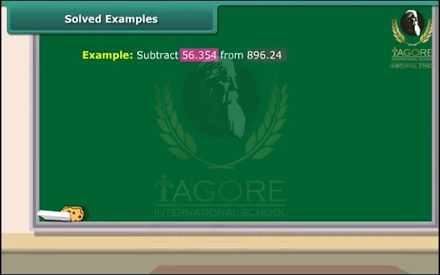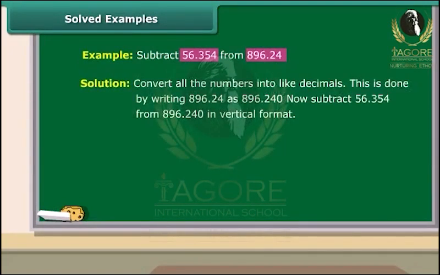56.354 and 896.24 are unlike decimals. They must be converted into like decimals first. Only then the subtraction operation can be undertaken. 56.354 has 3 decimal places, whereas 896.24 has 2. So, 896.24 must be written as 896.240. Now let us perform the subtraction.